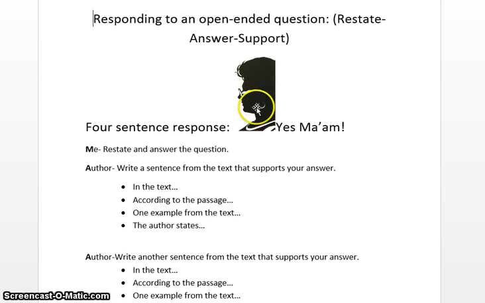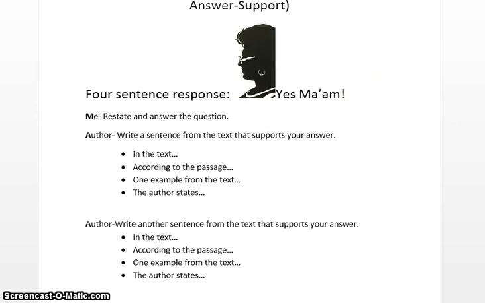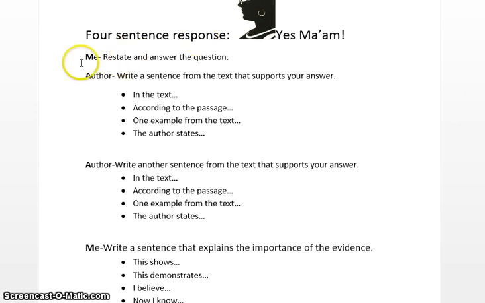And we can think about the I-STEP lady, she's right here, and we can think about the words yes ma'am. So let's pretend that the I-STEP lady is asking, do you understand the question? We could say yes ma'am, and the word ma'am has the 4 letters that we need to be thinking of in our response. So the first letter is the letter M, and it stands for me. This is where you restate and answer the question. You are putting your own response, you are putting your inference, or whatever you feel the response is.